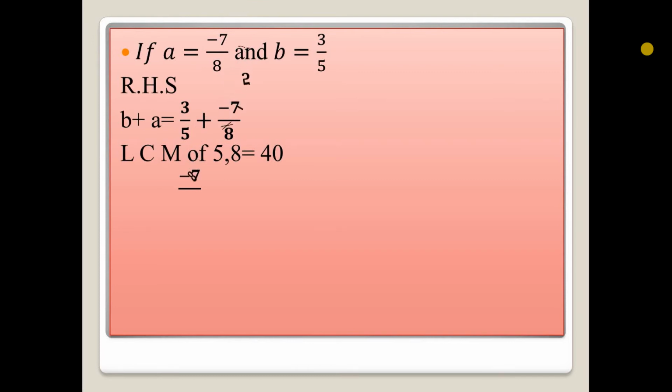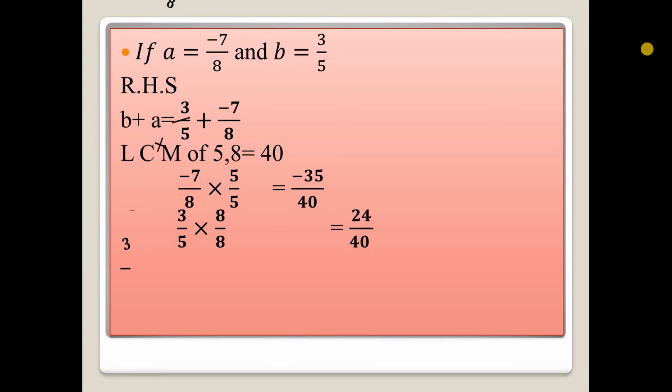So what did you write it? Minus 7 by 8 into 5 by 5 because this 8 has to become 40. So minus 35 by 40. The same way 3 by 5 into, this 5 has to become 40. So 8. 5 into 8s are 40. 3 8s are 24 by 40. Now we are going to add 3 by 5 plus minus 7 by 8. 3 by 5 plus minus 7 by 8 equal to 24 by 40 plus minus 35 by 40.